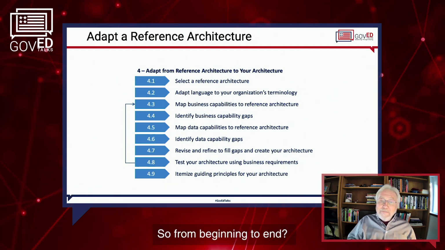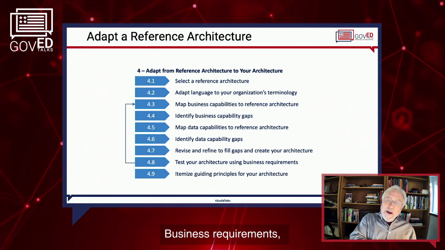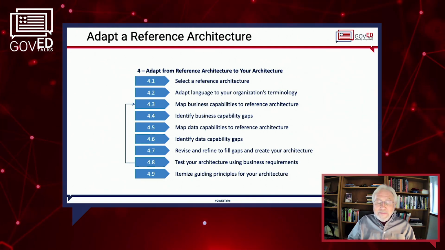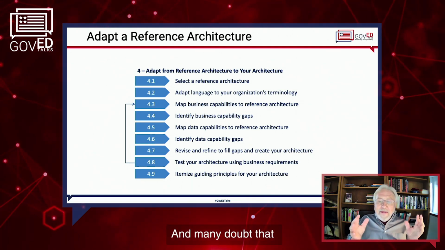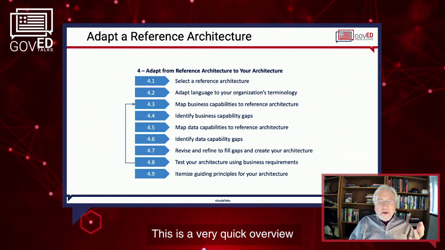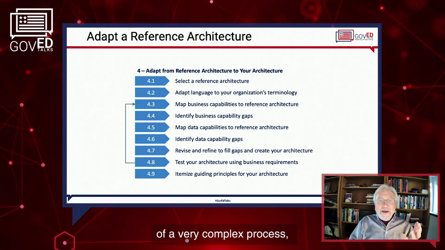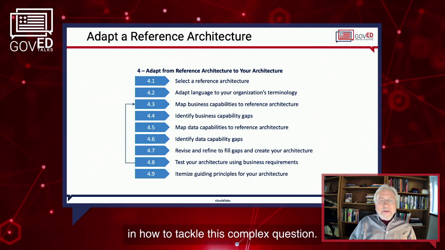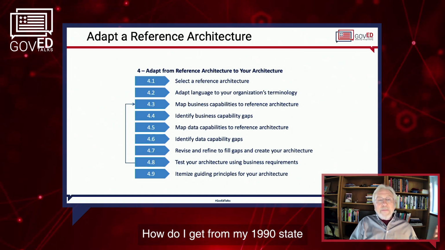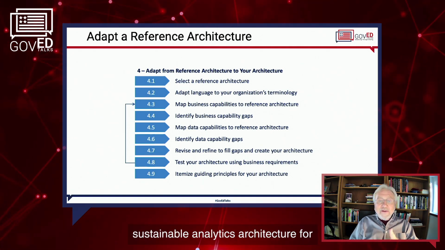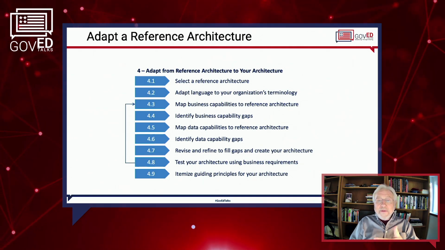So from beginning to end, start with business requirements, then business capabilities, and data capabilities, data requirements, and then adapt that reference architecture so that it becomes your very own architecture. This is a very quick overview of a very complex process, but it's hopefully one that gives you some guide, some frame of reference in how to tackle this complex question of how do I get from my 1990s data warehousing business intelligence architecture to what I need as sustainable analytics architecture for the 2020s and well beyond.